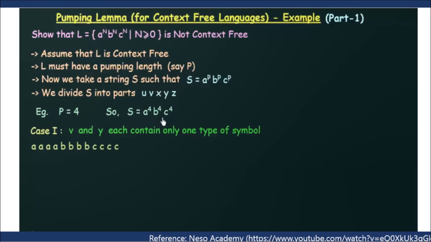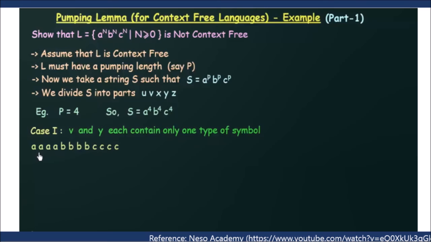So this is the string that we have, and our next step is to divide the string S into parts U, V, X, Y, and Z. So let's see how we can divide it. There are two cases. Case number 1: V and Y each contains only one type of symbol. So what do I mean by this? I'll show you. Here I've taken this string A 4 times, B 4 times, and C 4 times. Now I'm going to divide it into U, V, X, Y, and Z such that V and Y each contains only one type of symbol.